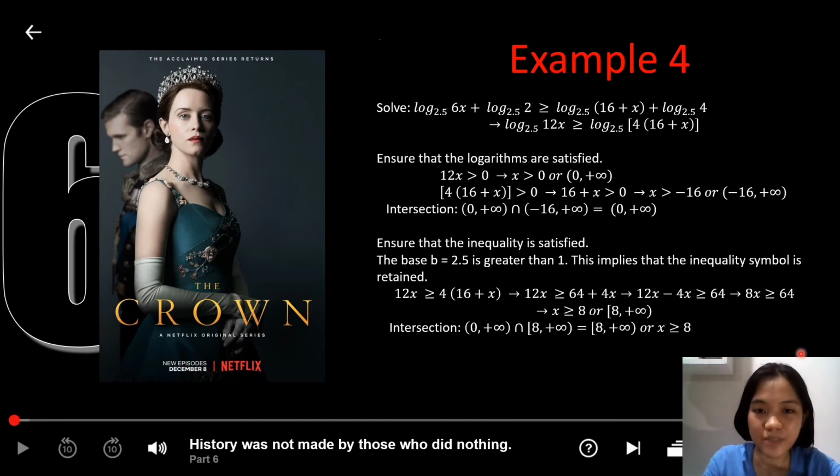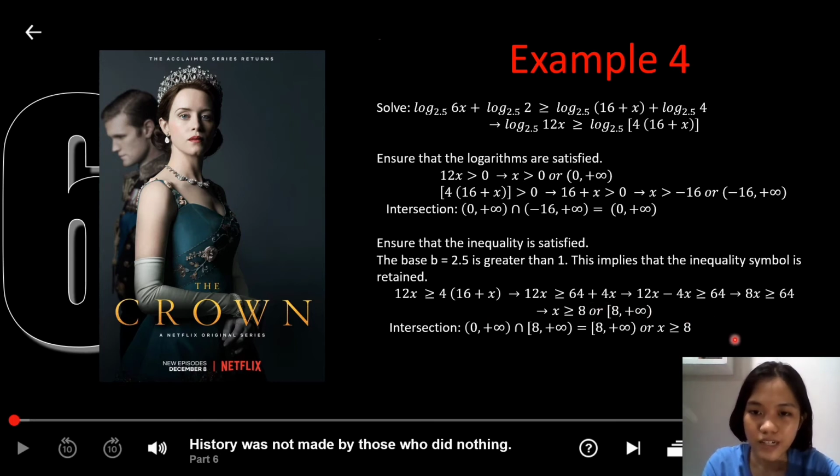Now, the second step is to ensure that the inequality is satisfied. Since the base b is equal to 2.5, which is greater than 1, this implies that the inequality symbol is retained, or not changed. So, we have 12x is greater than or equal to 4 times 16 plus x. We multiply this, so we have 16 times 4 equals 64, and positive x times 4 is positive 4x.